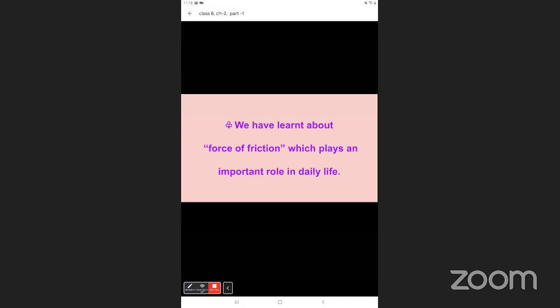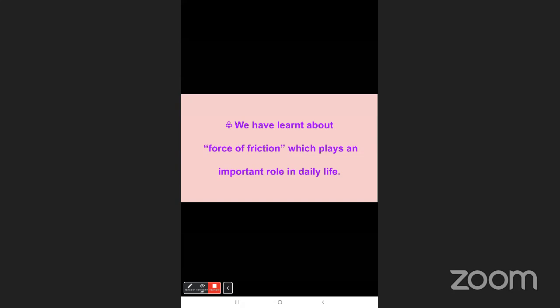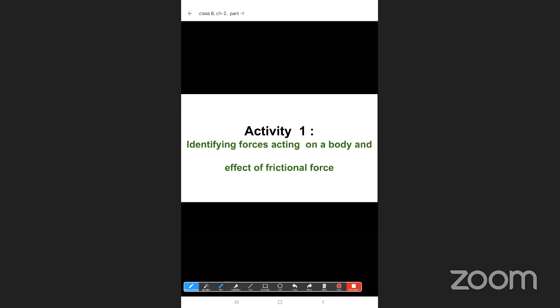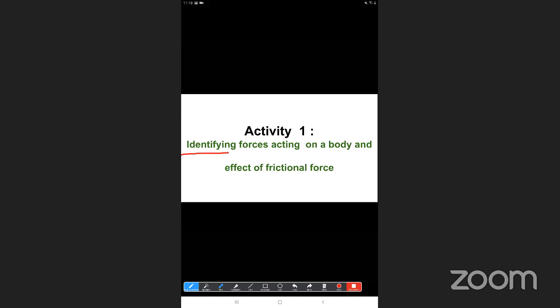Now in this chapter, we are going to discuss friction deeply. Now the first topic, force of friction and its types. Based on this, we are going to perform one activity. So listen carefully. The first one: identifying the forces acting on a body and the effect of frictional force.